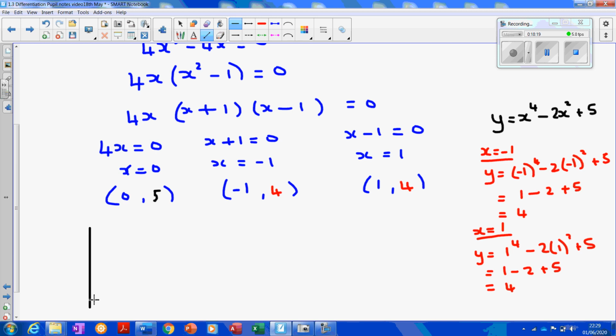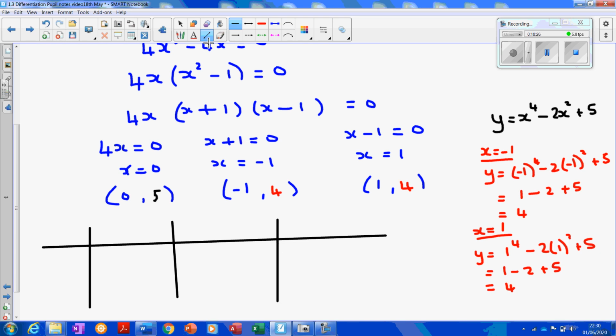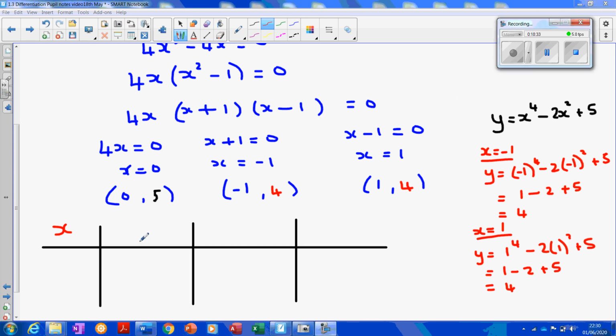Okay, so draw your table, section it into 3 bits for your 3 stationary points. So there's 1, there's 2, and there's 3. Right, so x numbers go at the top. Right, so for the first stationary point, the lowest x value is minus 1, so we've got minus 1 in there. The next one is at x equal to 0, and the third one is at x equal to 1. So I want to know what's happening before that. I want to know what's happening after it. And likewise for that one and that one.